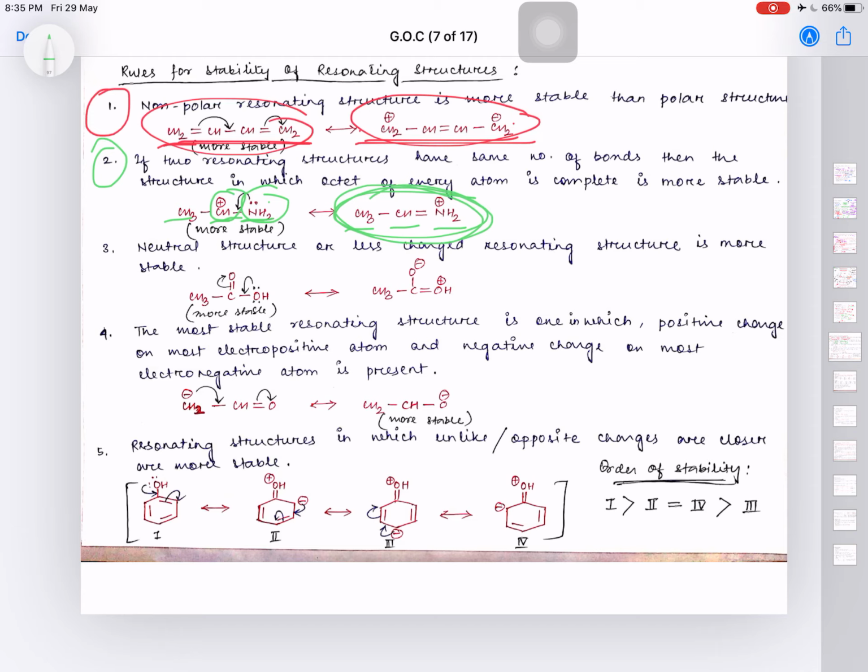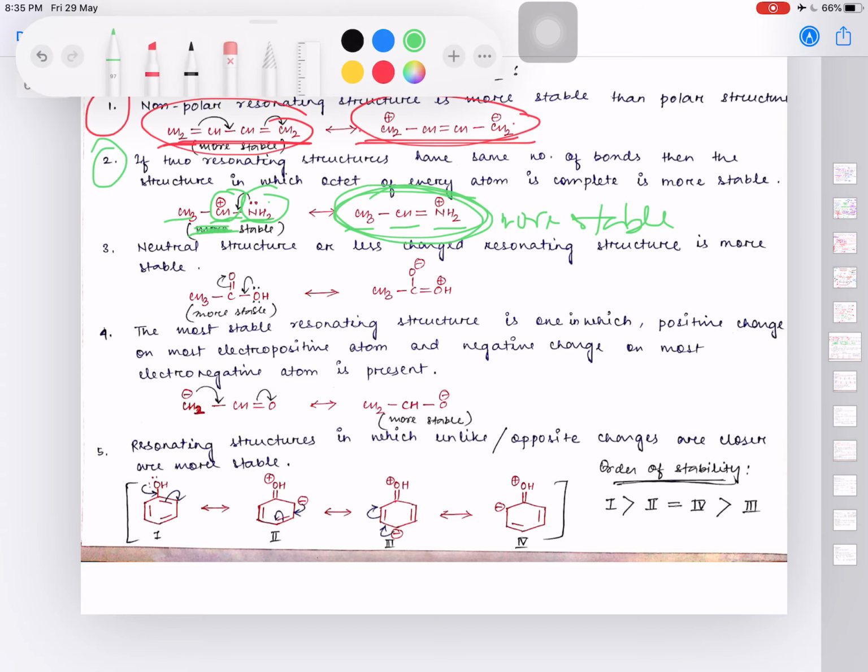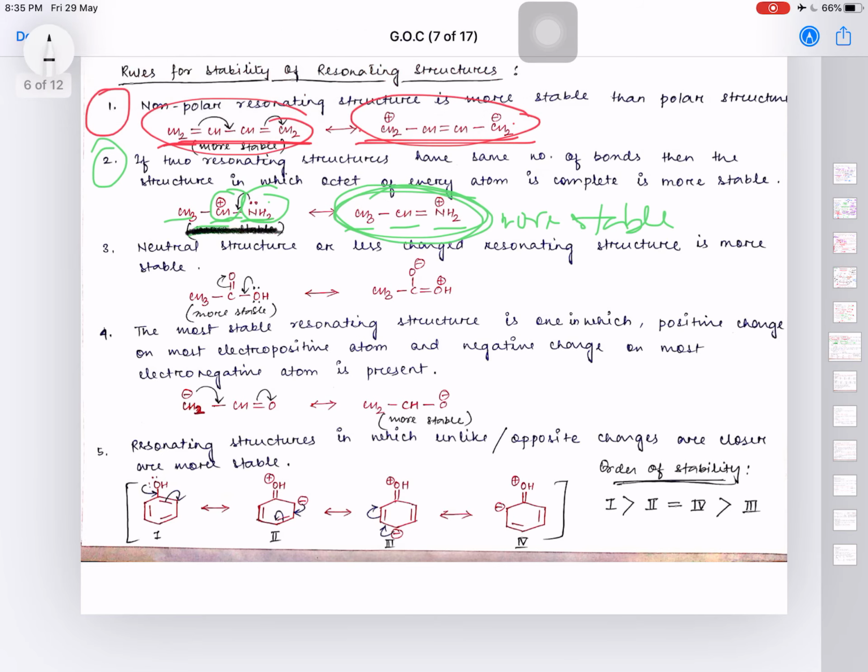Let me check once. I think it is wrong. 1 2 3 4. Yeah, this one will not be more stable. This one will be more stable. This will not. This one will be more stable because it is obeying the octet rule. You just check once, count the electrons. For all the atoms, hydrogen it will be 2, and nitrogen and carbon will be 8. Whichever structure has all the atoms with 8 electrons, it will be more stable.